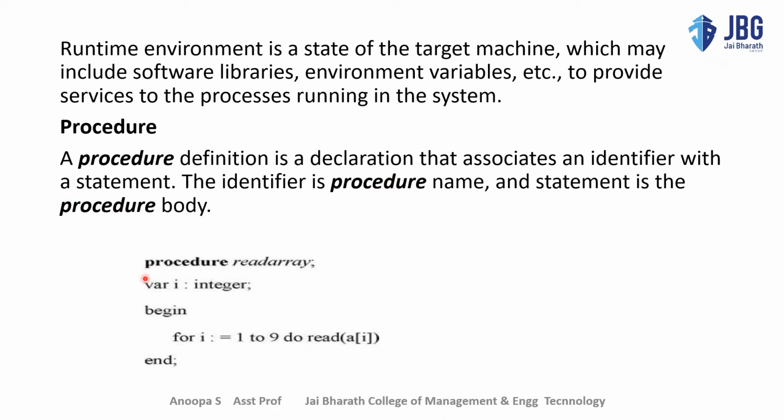So this is an example. Procedure read array, where the body is: variable I equal to integer, begin, for I equal to 1 to 9 do read a of I, end. So the procedure name is the identifier and the procedure body is the statement, and the whole thing is the procedure definition.